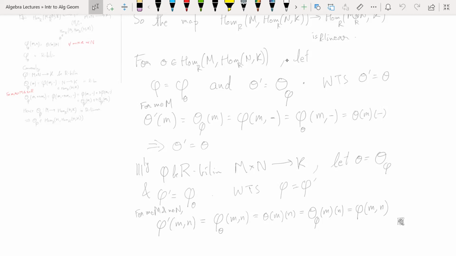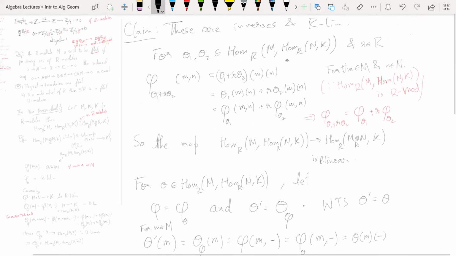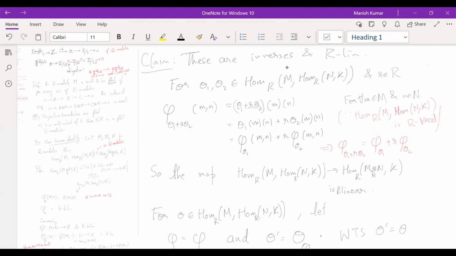So this proves phi equals phi prime, and hence the claim. So we proved that these two operations are inverses and are linear. Any questions so far? Okay, good.